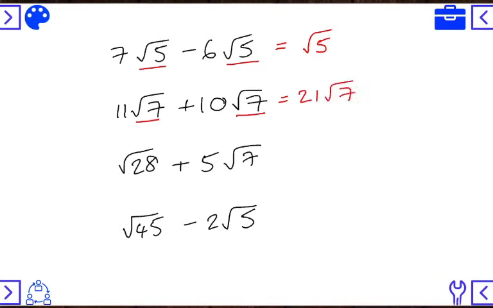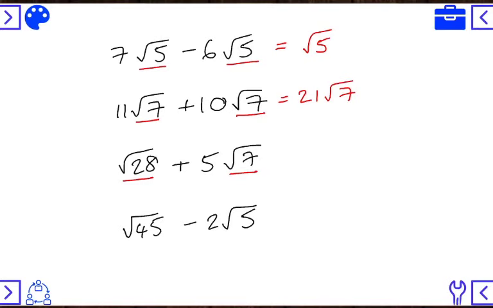The next one, on the other hand, does not contain the same surd. So we need to be able to think about how we can simplify the square root of 28 into its simplest form, and then see if it contains root 7, in which case we can then add them together.